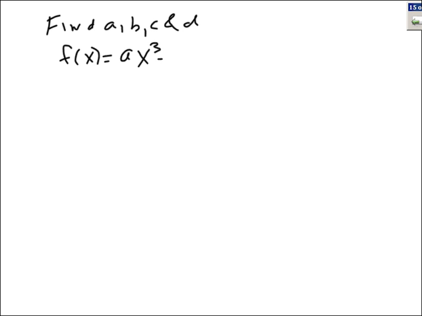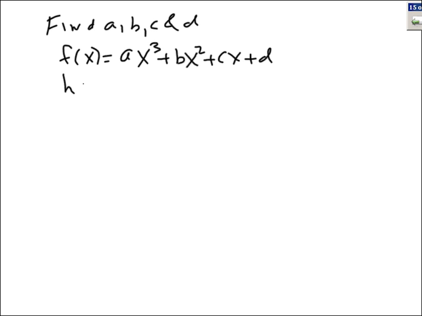Okay, we're going to solve some fun problems using the first and the second derivative. The first problem will be: find A, B, C, and D. These are constants. And I'm telling you that f of x is a generic cubic equation: a number times x cubed plus a number times x squared plus a number times x plus a number.